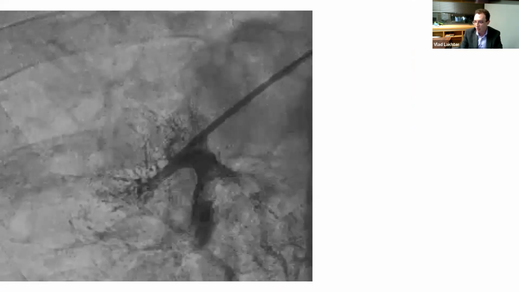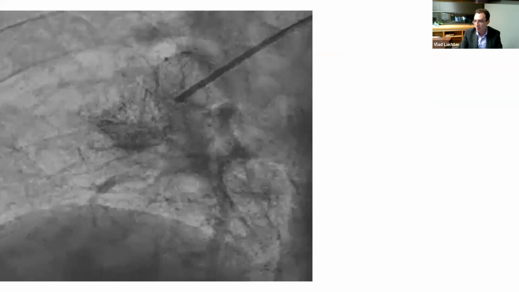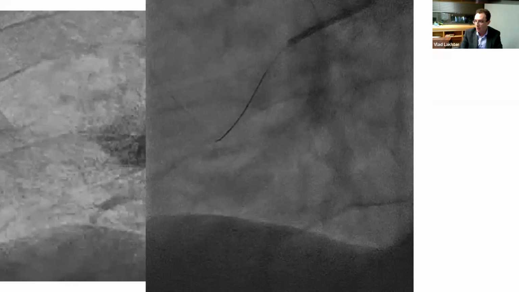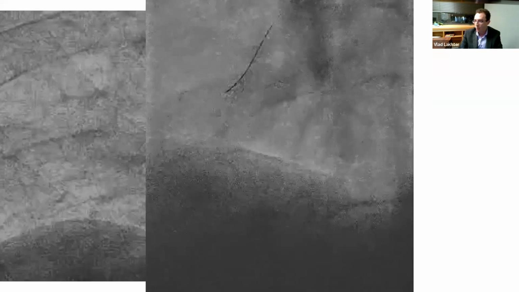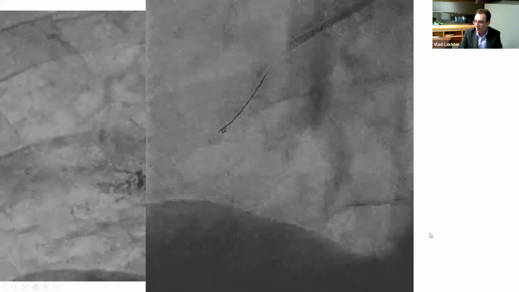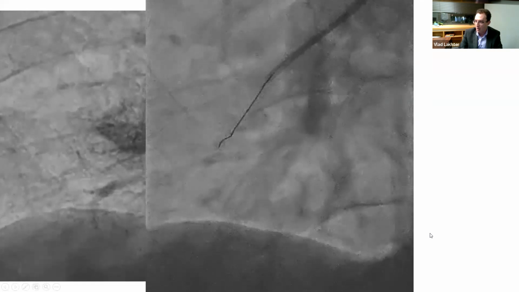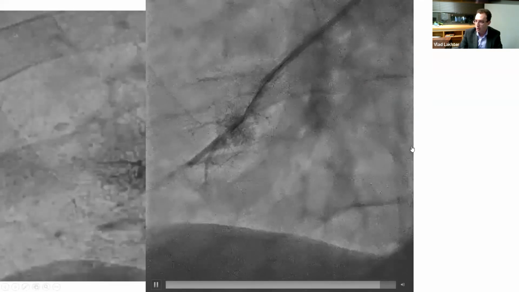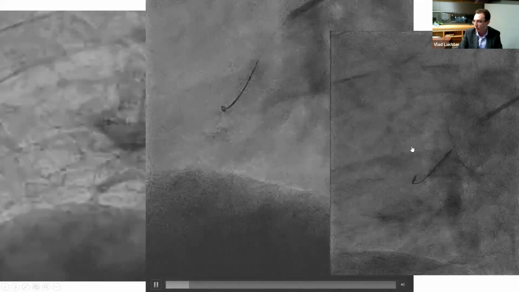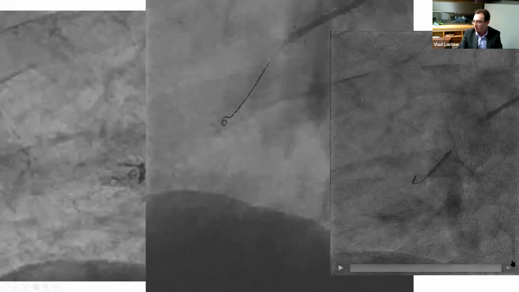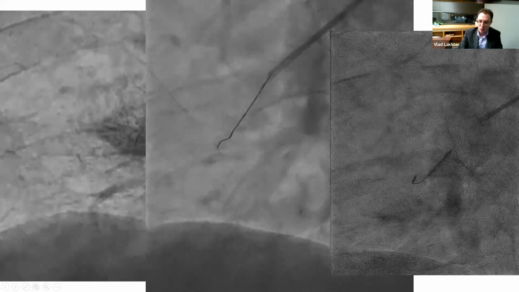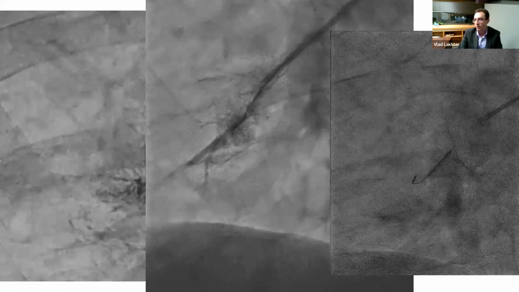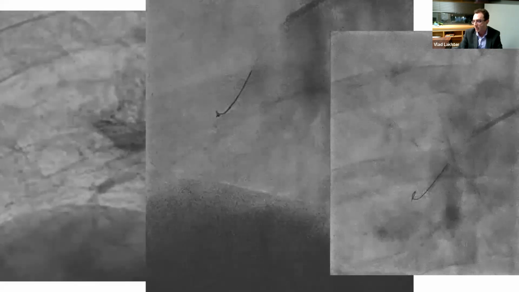Here's another example of another subsegmental branch that has a CTO, and while wiring this vessel, the wire unfortunately exited the vessel, and you'll see here that there was a blush of contrast that was escaping through the vessel, which was controlled, thankfully, fairly well with balloon angioplasty. But this is something you have to anticipate when you're seeing these lesions. These are not the first lesions you may want to select.